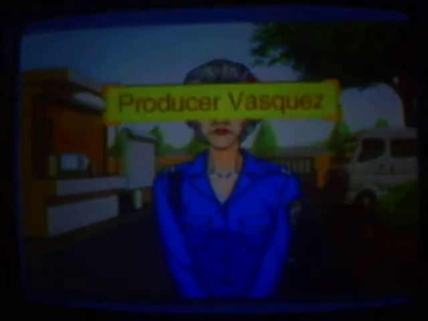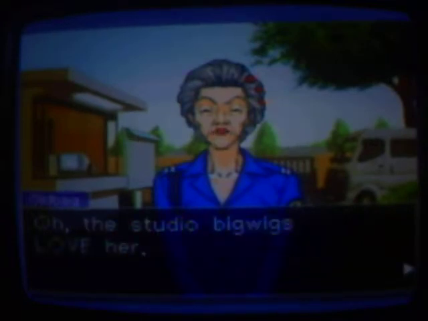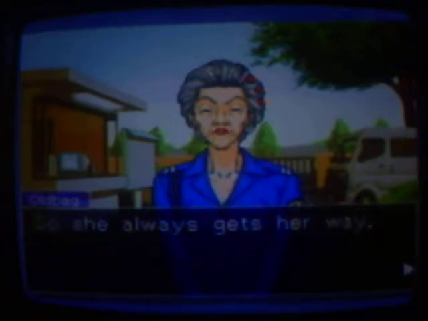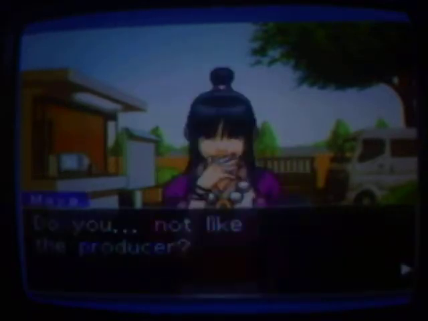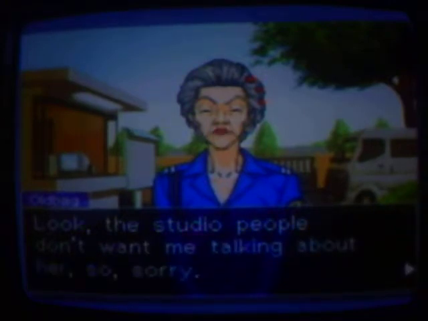Producer Vasquez. I was wondering about Vasquez, the producer. Oh, the studio bigwigs love her. So she always gets her way. You seem bitter. You don't like the producer? Look, the studio people don't want me talking about her. So sorry.